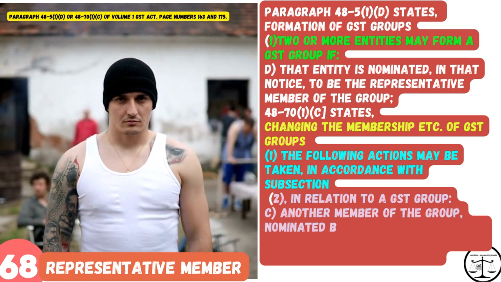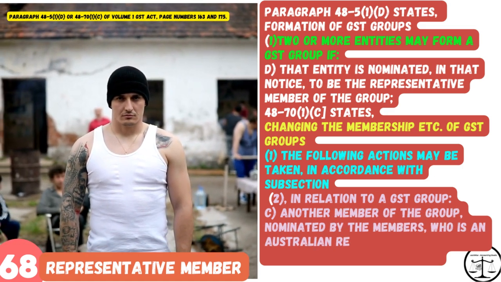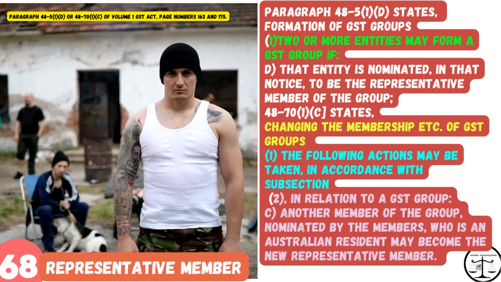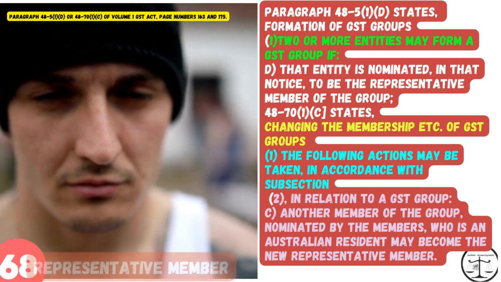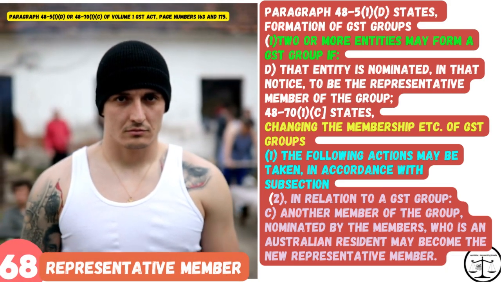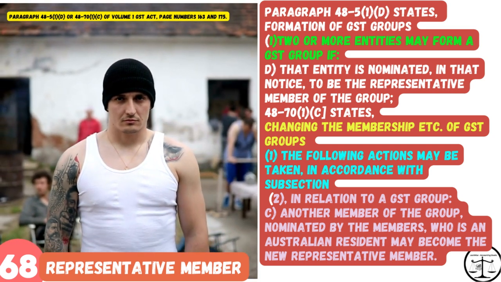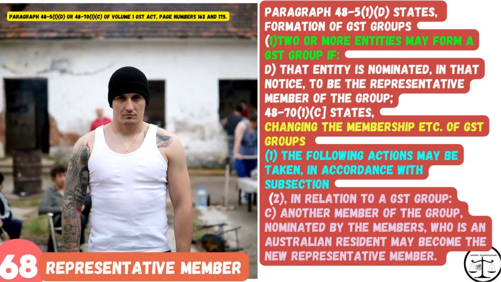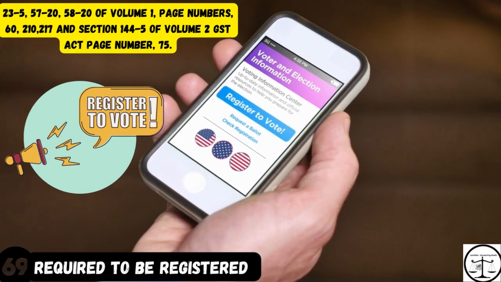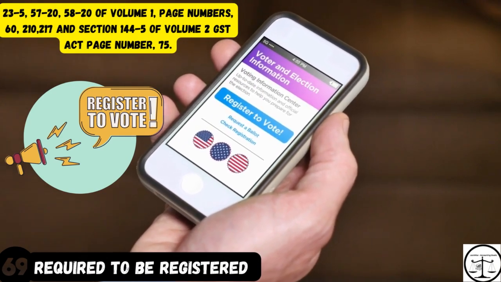48-71c states: Changing the membership etc. of GST groups. 1. The following actions may be taken, in accordance with subsection 2, in relation to a GST group. C. Another member of the group, nominated by the members, who is an Australian resident may become the new representative member. Next word. Word number 69.